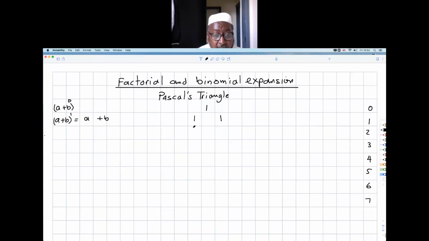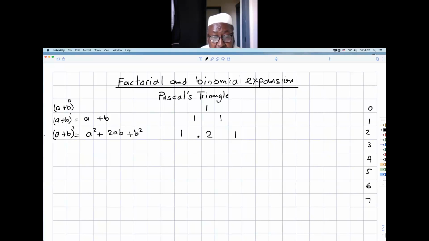Now, what about A plus B squared? It will be A squared plus 2AB plus B squared. So the coefficient of A squared is 1, and the coefficient of B squared is 1. But what about the one in the middle? 1 times 2 is 2AB, so the coefficient is 2. And if you realize here, 1 plus 1 equals what?